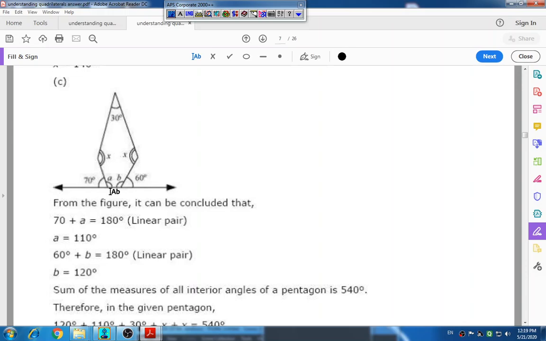Therefore, the given pentagon is 120 degree plus 110 plus 30 plus x is equal to 540. Okay, because pentagon consisting three triangles. Look at here. Okay, the pentagon we have already studied here. Okay, in pentagon. So we have to minus 2 from the given.